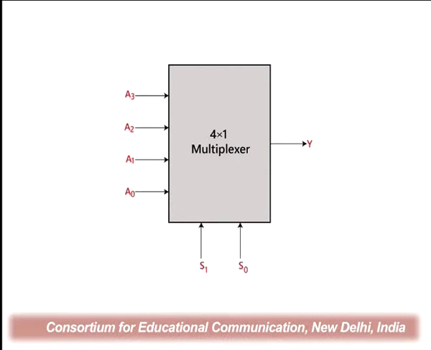The block diagram, similarly, has 4 input lines, 2 selection lines, and 1 output line, Y. In the truth table, if you see, we have 2 inputs, S1 and S0, which are the selection lines. Basis the values that these take, we have the output Y. So when S0 and S1 both are 0, the output is going to be A0. So line A0 goes to the output.